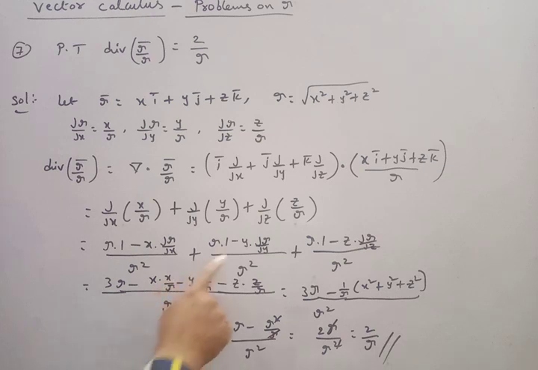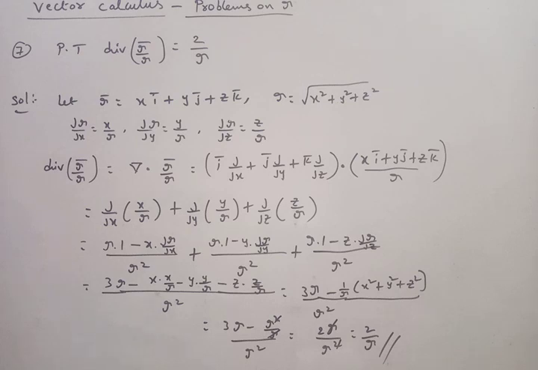Dou r by dou x is x by r, dou r by dou y is y by r, dou r by dou z is z by r. R will give you 3r. Then x square plus y square plus z square minus 1, by r common. x square plus y square plus z square is r square. R square by r gets cancelled. 3r minus r is 2r.